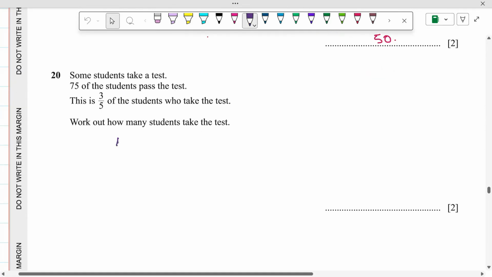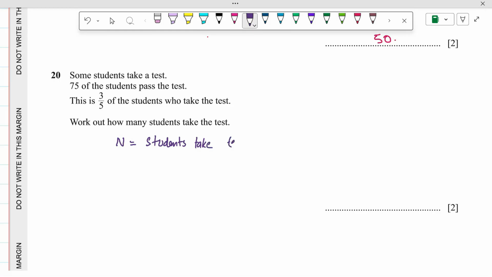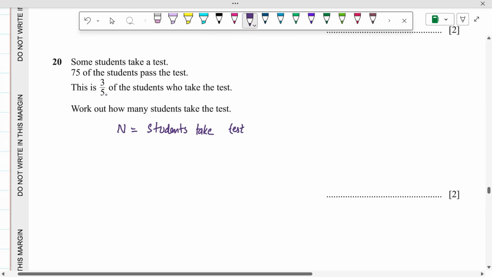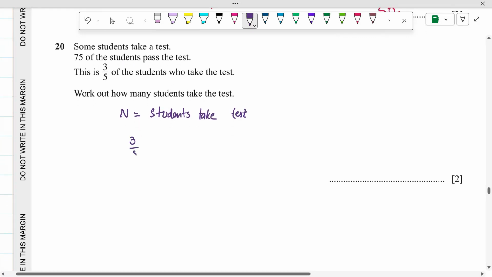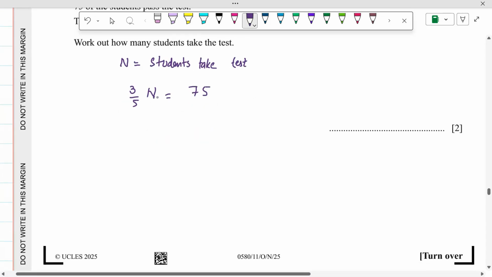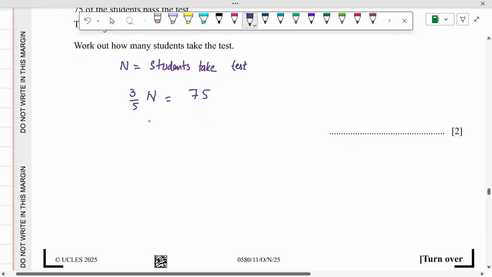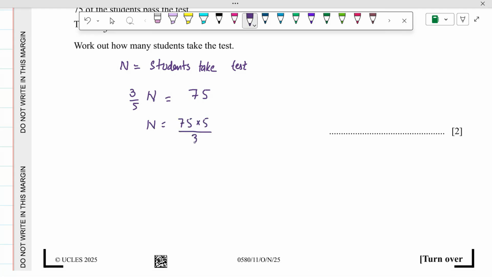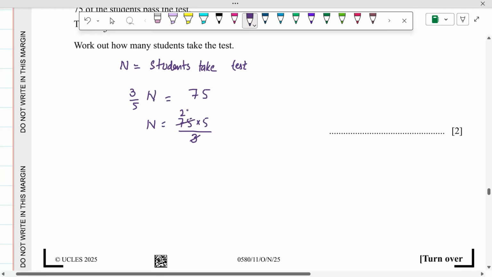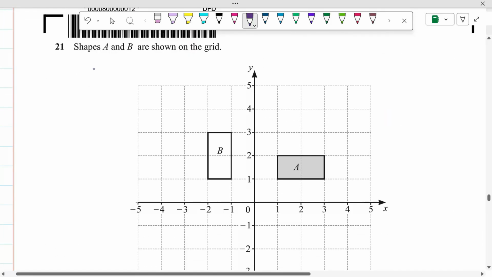Okay, let's suppose n students take the test. It is given that 3 over 5 of the students who take the test pass the test. So 3 over 5 of the total students pass the test. So we need to find the value of the total number of students who take the test. So n is equal to 75 times 5 over 3, and this is equal to 25 times 5, which is 125.